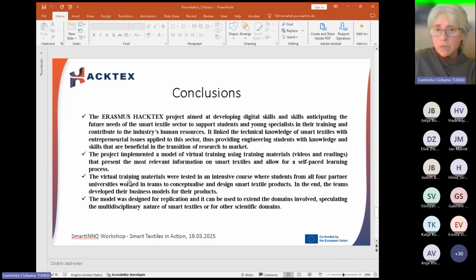There are a lot of problems with the markets, with the workforce. So good students, well-prepared students, are very important in this current landscape.